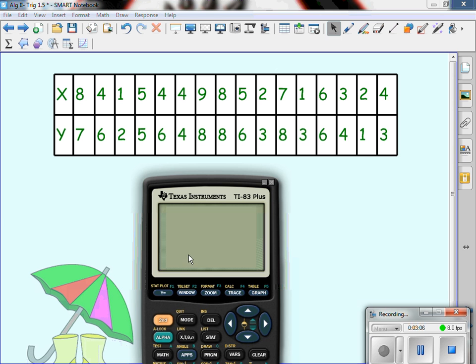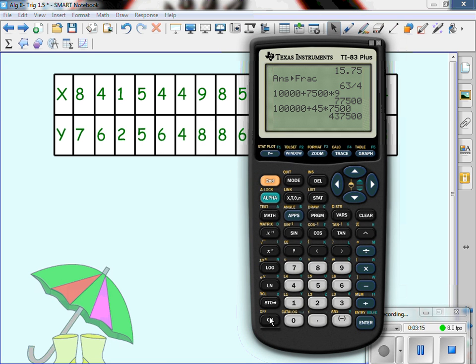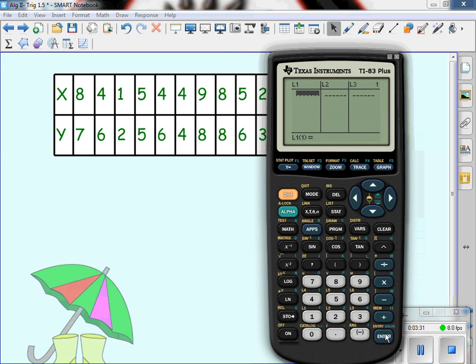So get out your calculators. Turn it on. For those of you who have not purchased your calculator yet at home, this is going to be a little bit tougher to do. Hit Stat. It is right next to the blue arrow key. It brings up this. Hit Enter on Edit. You should have L1, L2, L3. If you don't, that's fine.